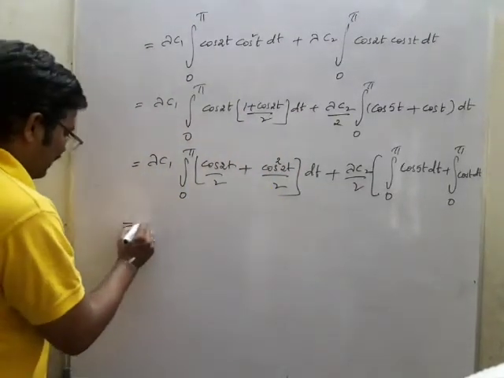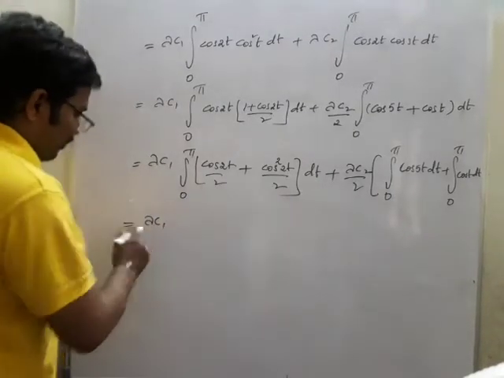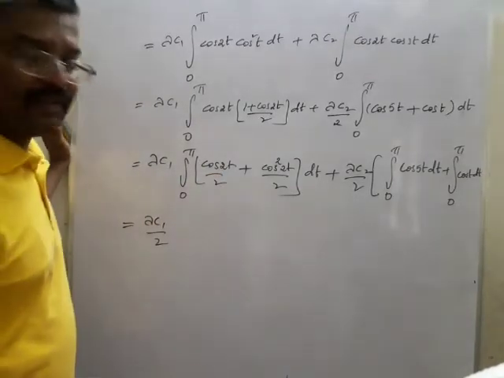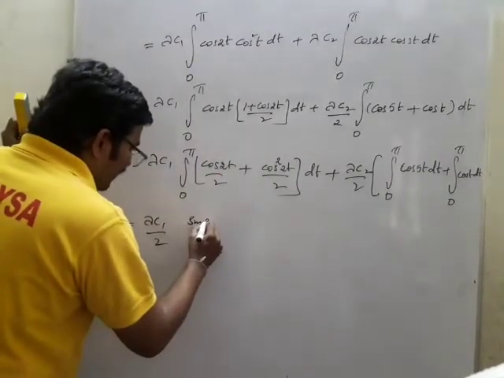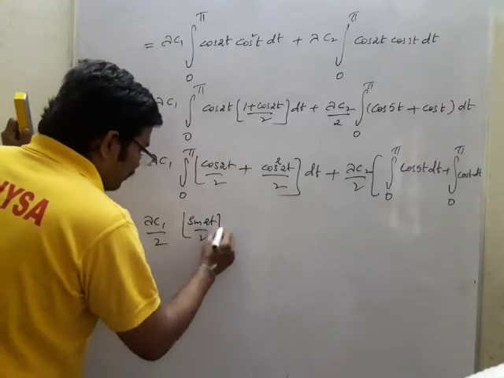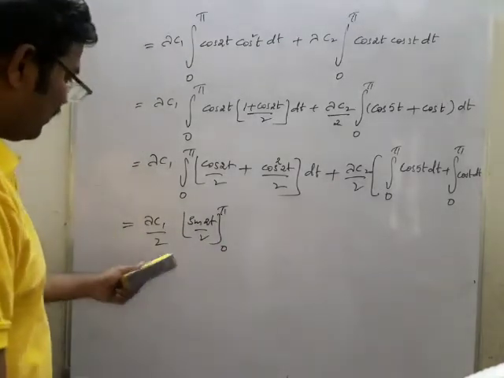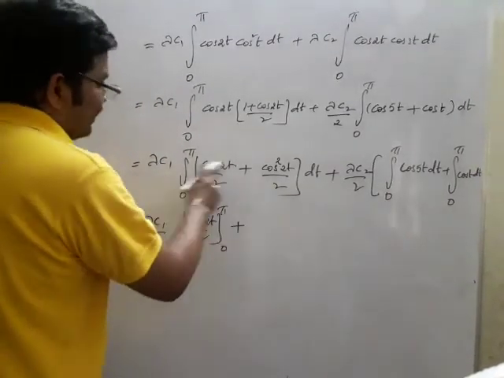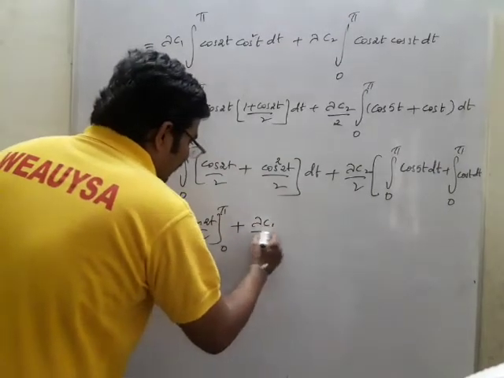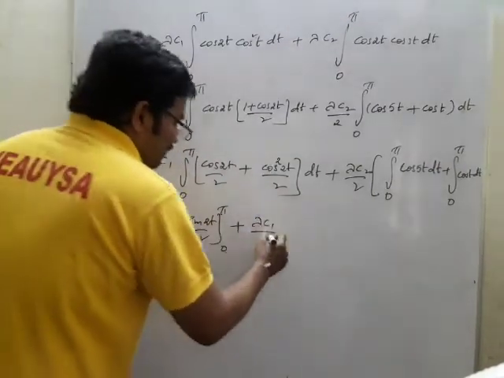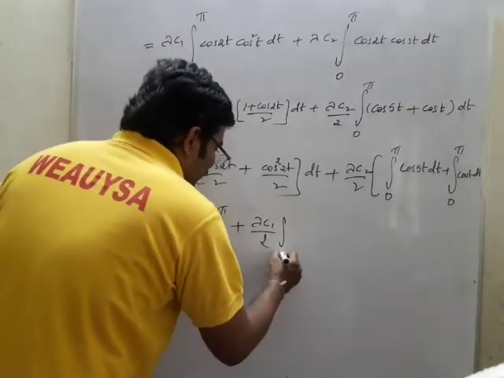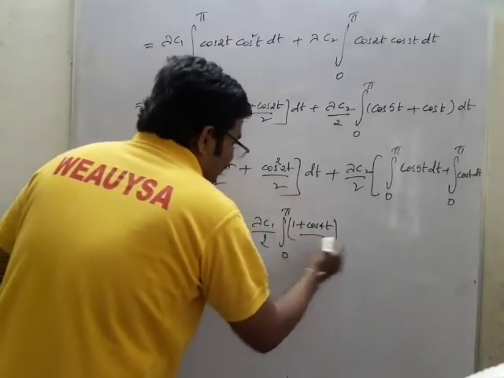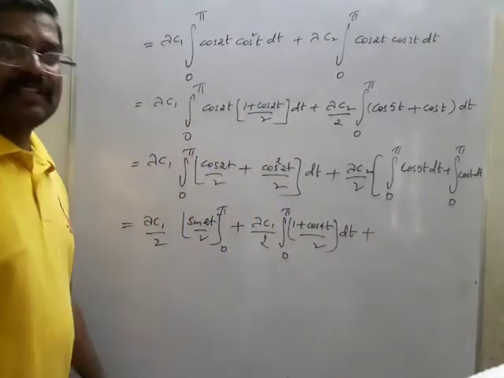Now this one, lambda c1, I'll take 2 outside. Now this becomes integral 0 to pi cos 2t, which is nothing but sin 2t by 2, under 0 to pi. This is what we got: sin 2t by 2 under 0 to pi. Plus then this is lambda c1 again. Lambda c1 by 2, cos square t means I will write integral 0 to pi (1 plus cos 4t) by 2 dt.